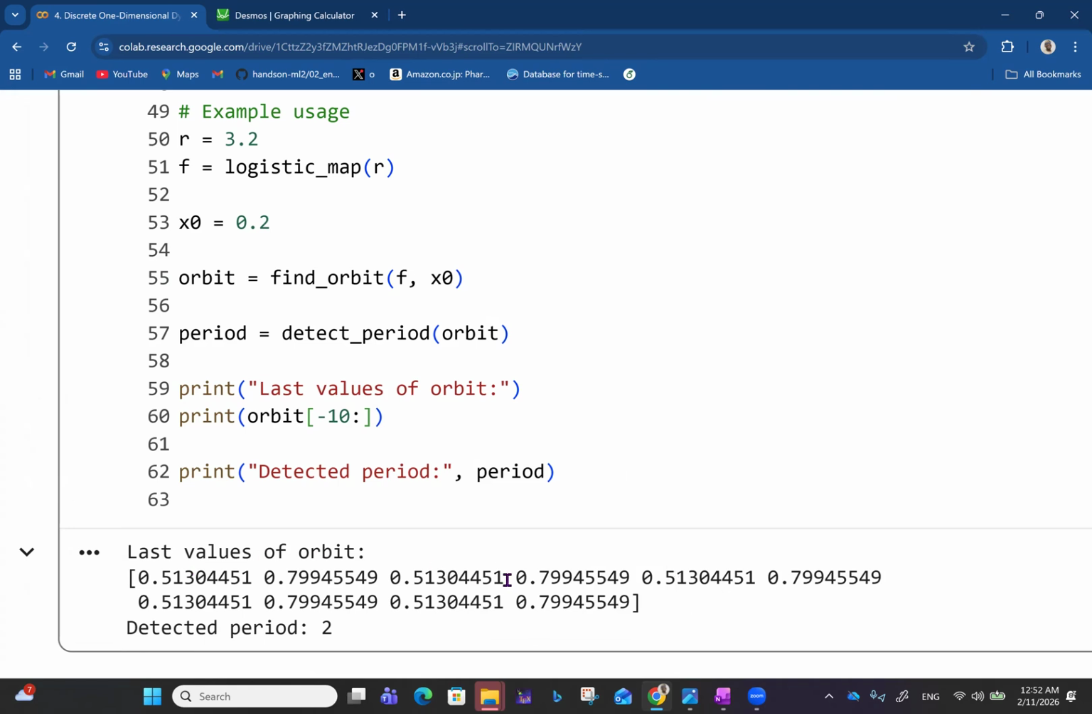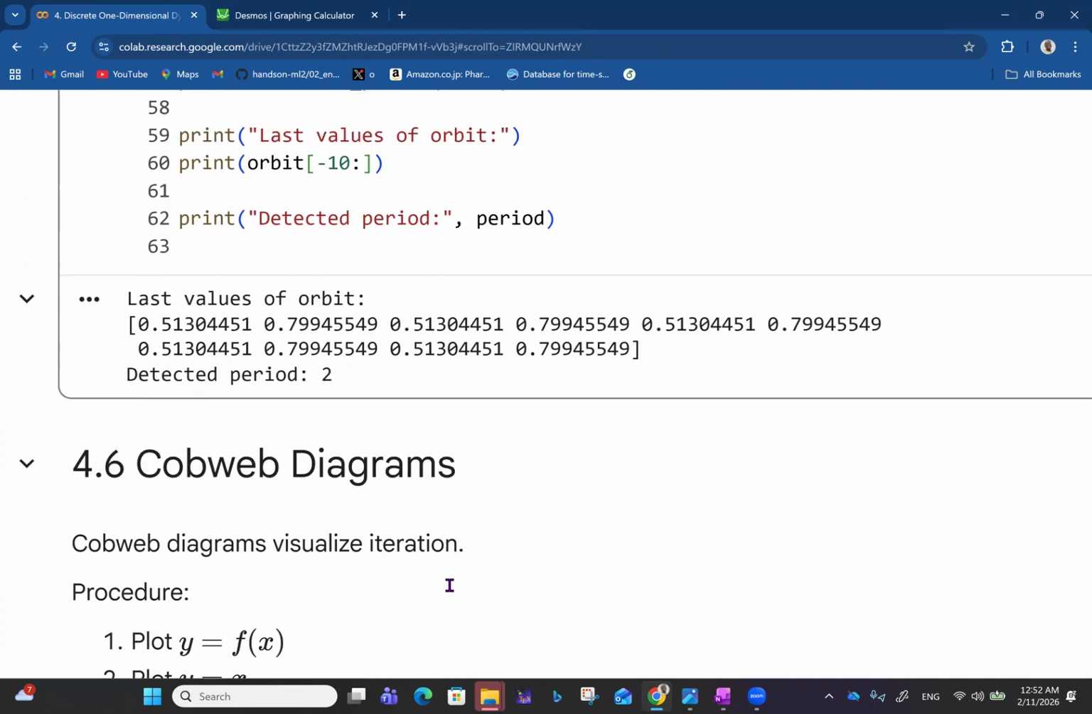If you had three different last values of the orbit, then you would say that the period was three, but here it's two. You have this value, another value, then you come back to the value again. So how many values do you count before you come back to the same value? That's the period of the orbit. So 0.513 something, 0.799, 0.513. After two, you come back to it. So the period detected is two.